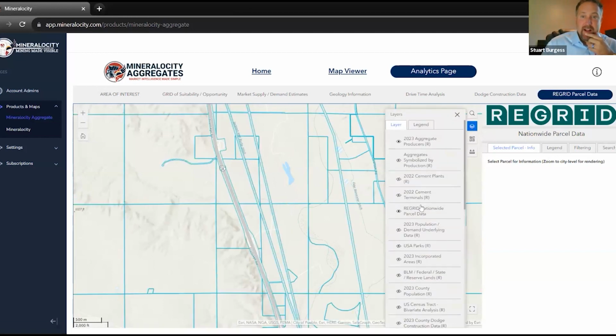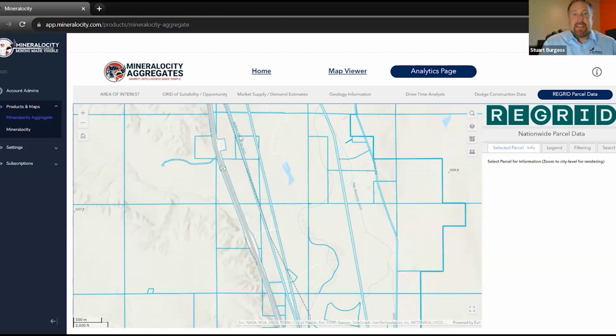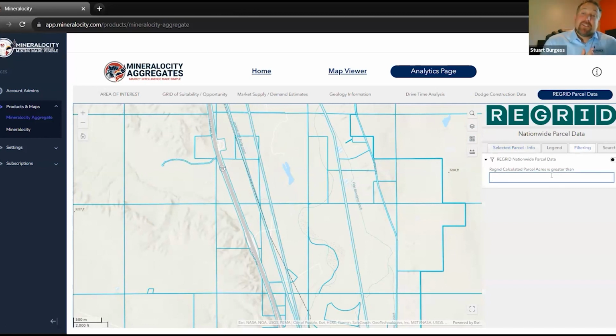So I'm going to turn back on our rail over here on the Regrid. And you can see our rail running through here. You can see all the parcels. We're going to narrow it down just a little bit. So for an operation like this, we're talking about a rail spur, maybe not immediately, but in the future. We're talking about significant volumes of production. We're going to need to move a lot of trucks in and out. Potentially need to do some overburden storage, settling ponds, whatever. So we need to make sure we have significant acreage.